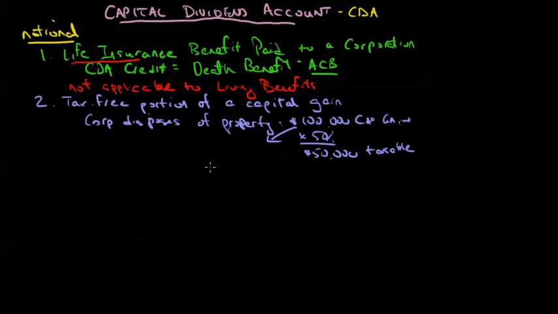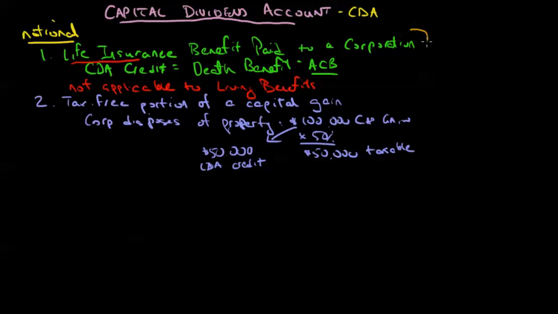Corporations are generally taxed at a fairly high rate on their investment income, but the other $50,000 is going to create a CDA credit. So these two things can both create a CDA credit. Now there are some sort of overarching rules here that we do have to concern ourselves with.